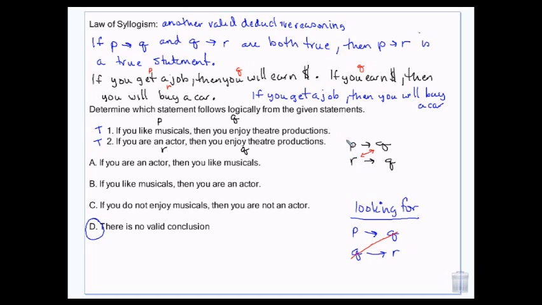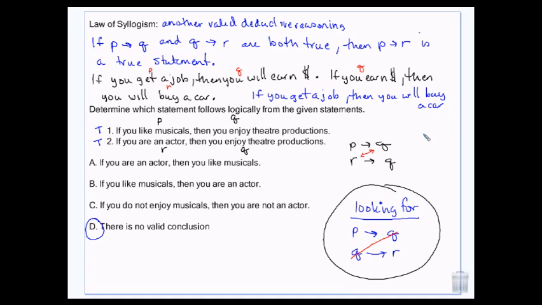So if Q was... if these two were flipped, and it said if you enjoy theater productions, then you are an actor, and if that was still true, then it would work. But you have to have P, Q, Q, R, and again, that's because we can cross these out, and that makes the connection go from P straight to R. We take out the middleman.